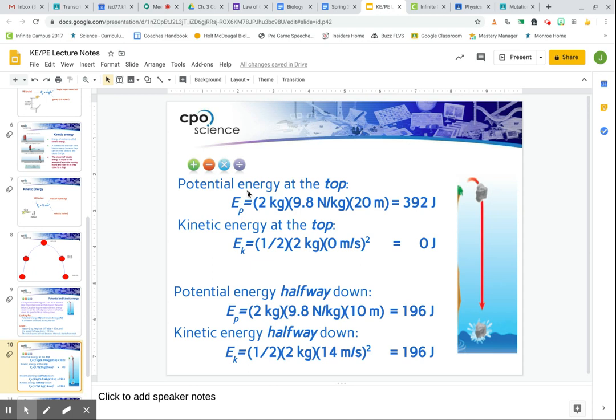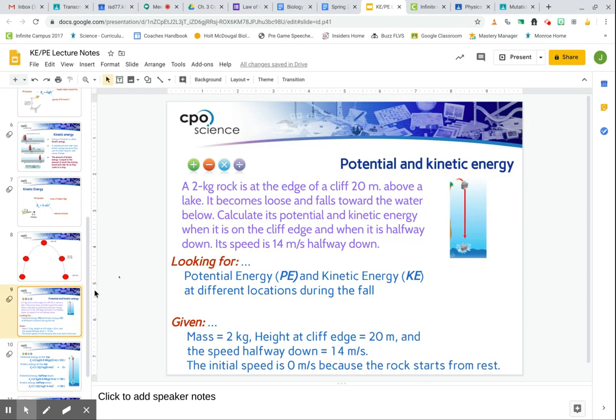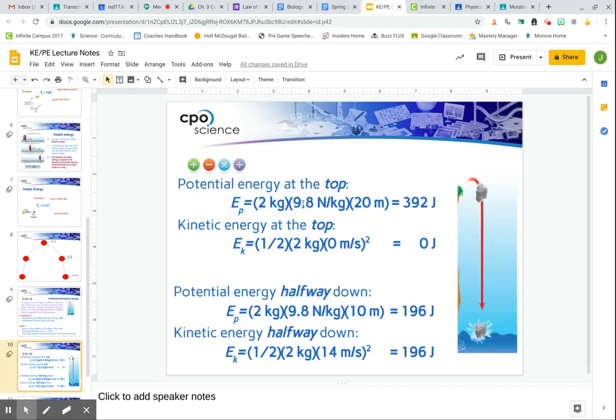So to start, we're going to calculate the potential energy at the top of the cliff. Okay? So imagine we're up here. This object is not moving. So we know the mass of the object from the previous problem is 2 kilograms. I'm going to plug that in. I know that gravity is 9.8, and I know that my height is 20. So when I take 20 times 9.8 times 2, I get 392 joules.